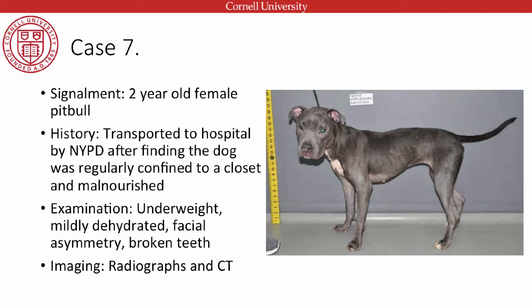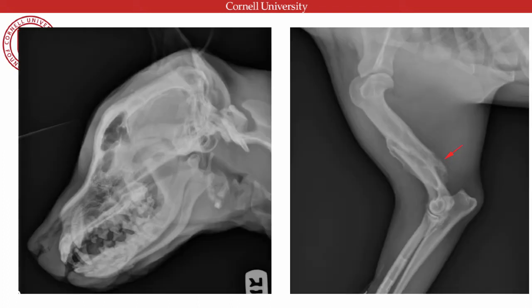On examination, they identified that she was underweight, she was mildly dehydrated, she had some facial asymmetry, and she had some broken teeth. But she was standing and active and able to ambulate normally. They decided to do radiographs, and then they followed that with CT. So here are her radiographs. I put a handy arrow to show you, in case you didn't notice this one.